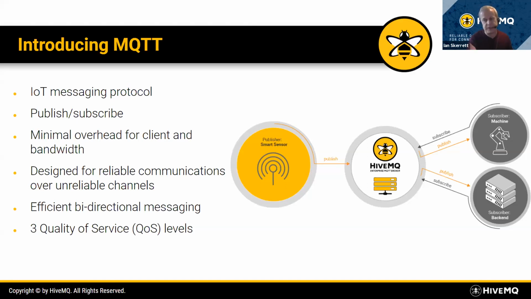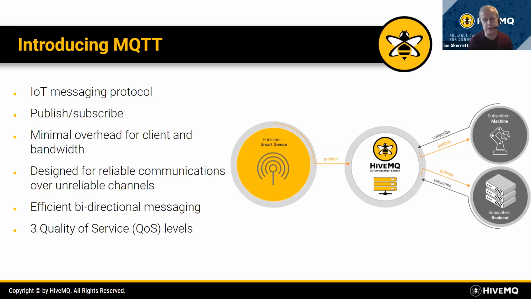MQTT is a publish-subscribe type protocol, where different types of clients can publish information, and different types of clients can subscribe to information based on the topic ID, and the broker is at the heart of that communication. Some of the characteristics of this protocol are that it requires minimal bandwidth. It's very bandwidth efficient. The payload, the message size, is quite low.